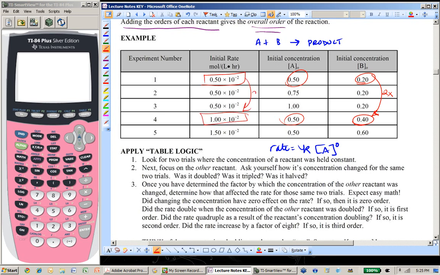I'm asking myself, what is the change here? This was doubling. Got it. 0.2 to 0.4. That's doubling. What happened here? 0.5 doubled to 1.0. It also doubled. So that means this is first order. We'd already figured out it was 0 order with A. So it is first order with B.